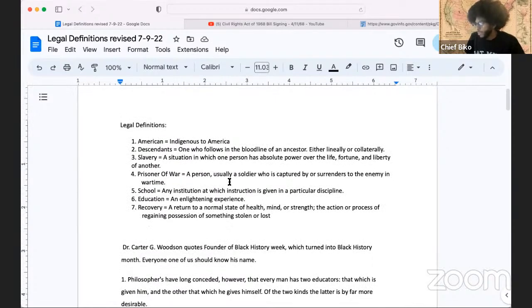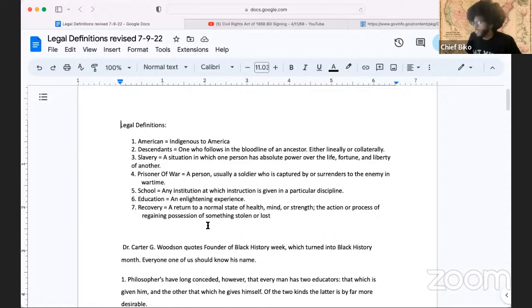Lastly, we'll go ahead and read off the legal definitions and maroon historical points. Number one, American is indigenous to America. Number two, descendants, one who follows in the bloodline of an ancestor, either lineally or collaterally. Number three, slavery, a situation in which one person has absolute power over the life, fortune, and liberty of another. Number four, prisoner of war, a person, usually a soldier, who is captured by or surrenders to the enemy in wartime. Number five, school, any institution at which instruction is given in a particular discipline.